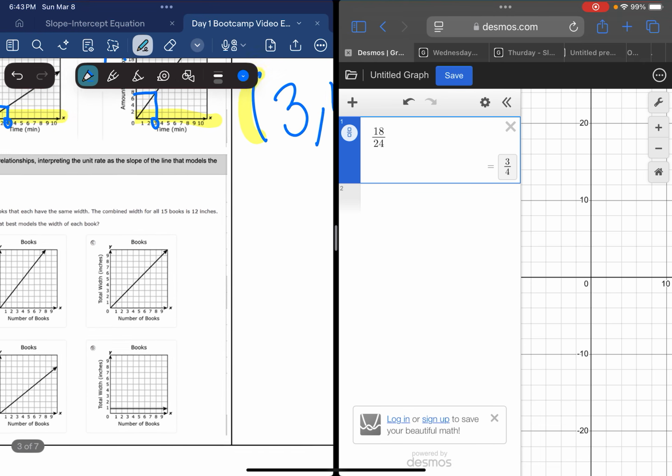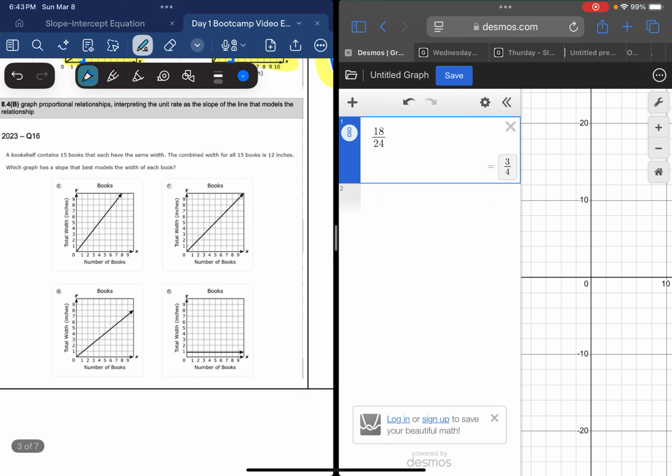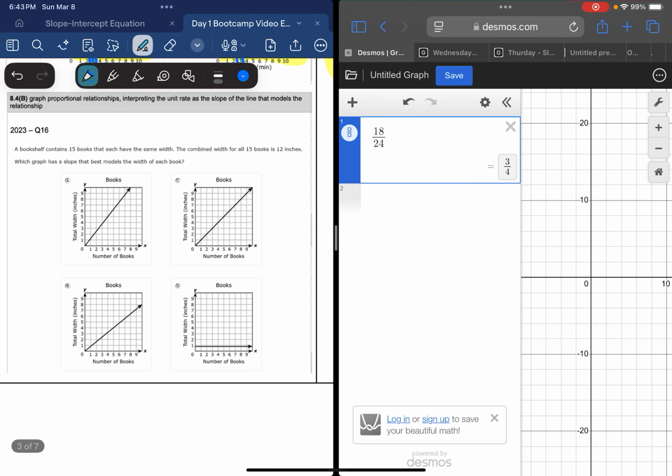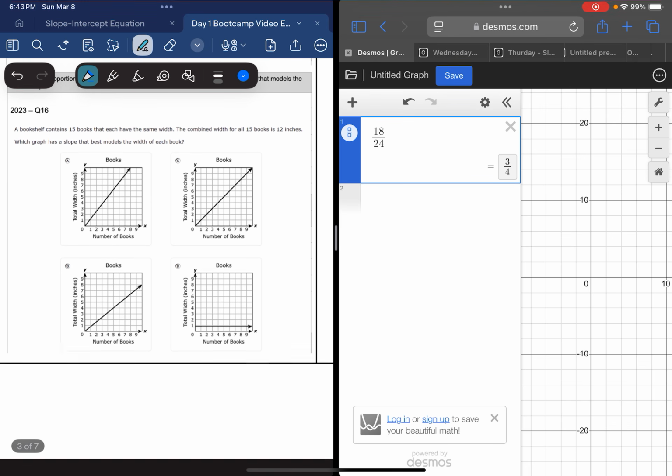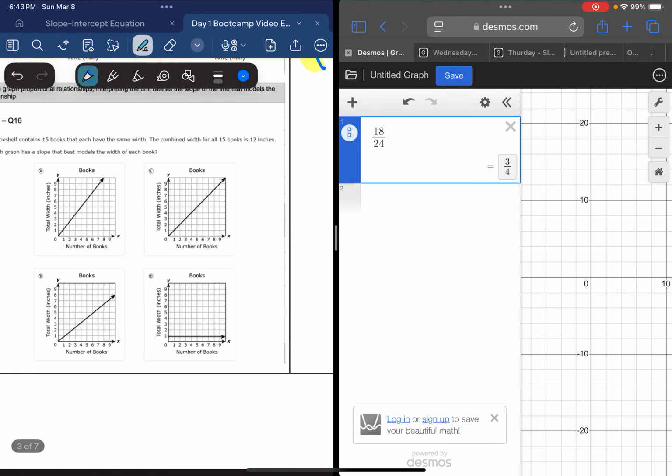Okay, next question. It says a bookshelf contains 15 books that each have the same width. The combined width for all 15 books is 12 inches. Which graph has a slope that best models the width of each book? Okay, so again, we're given our two numbers here and asked to find a graph that contains the slope for this situation.